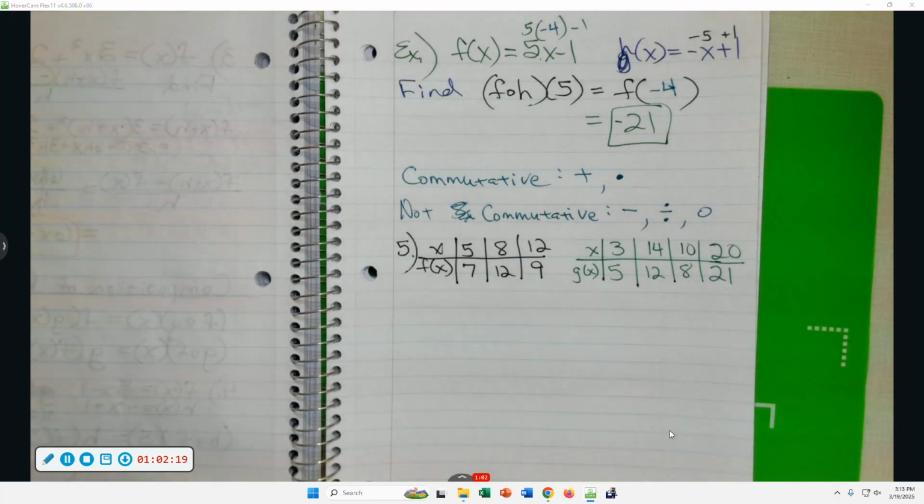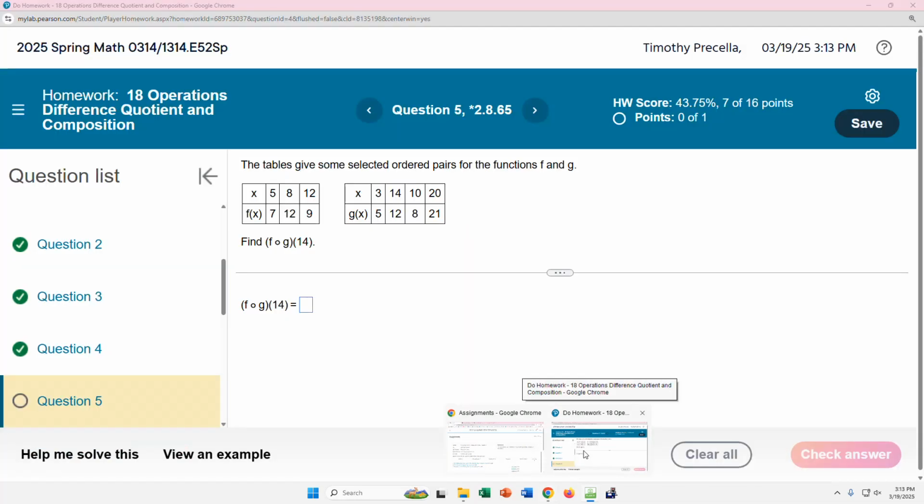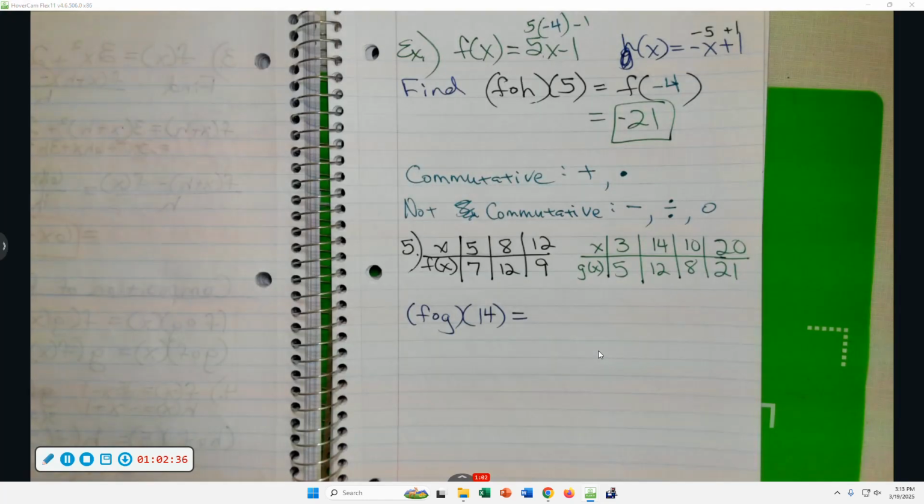What do they want us to find? I wrote down the f without the little circle: F composed with G at 14. Okay, switch back to the paper.